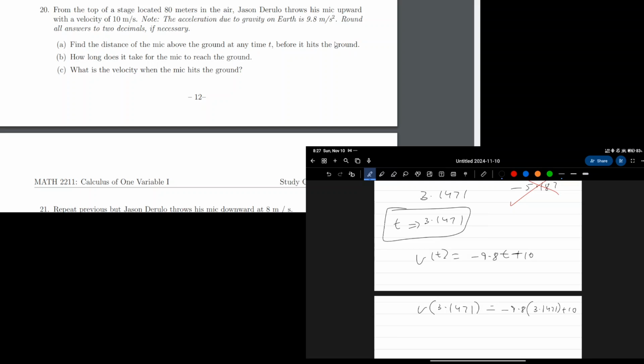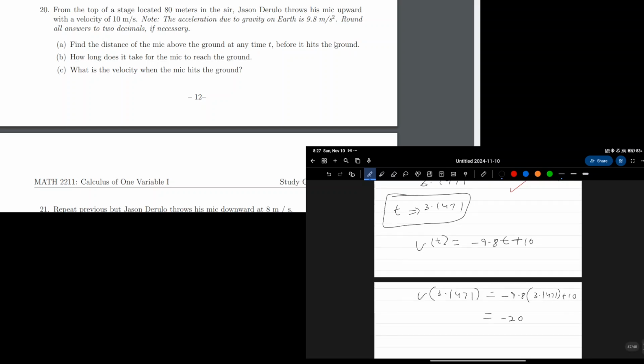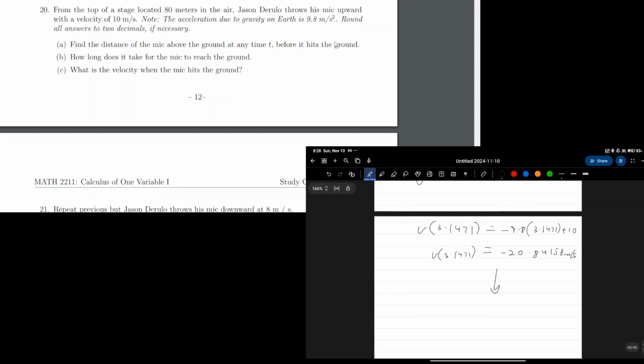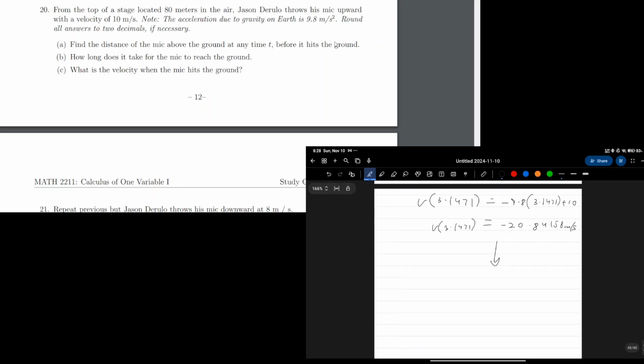Plus 10. Okay. The answer I got was negative 20.84158 meters per second. So it was going at this speed in this direction. Negative is basically, so I took this as my positive value, right? And the mic was going in this direction. That's why we got negative velocity. But my answer is this.